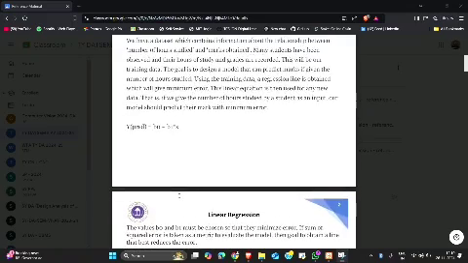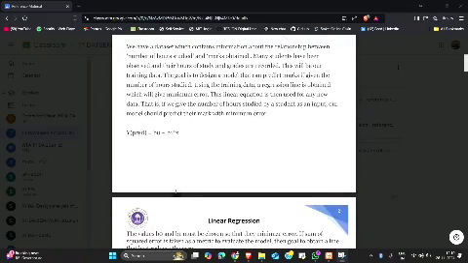Where y is the predicted output, the dependent variable, and x is the input feature, the independent variable. Beta 0 is the y-intercept, which is the value of y when x equals 0. Beta 1 is the slope of the line, which indicates the effect of changes in x on y.